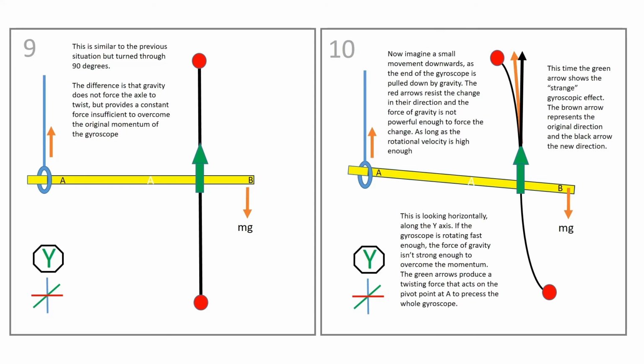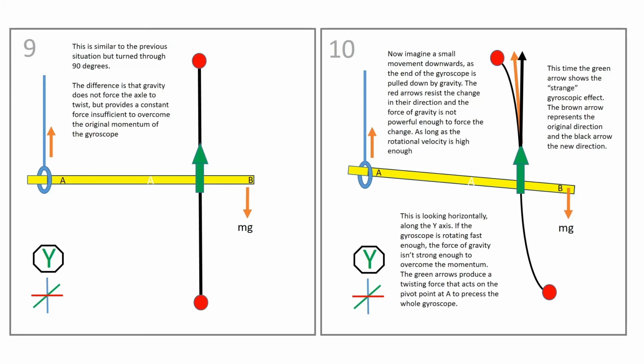In the many explanations of gyroscopic motion over the years, what was missed for a long time is that the gyroscope has to fall, just a little, to begin the precession. From diagram 10 we can see why. This time the red arrows are forced into a new path by gravity, and they try to resist this.